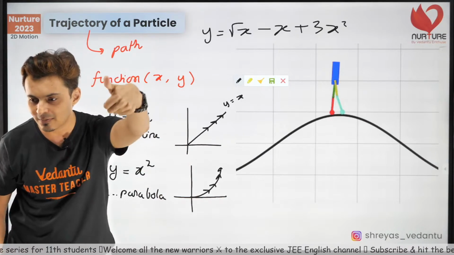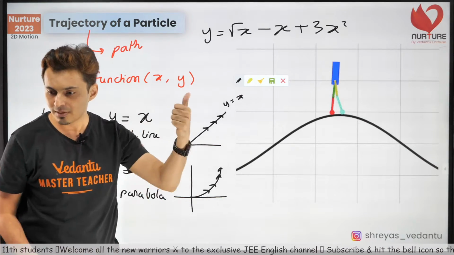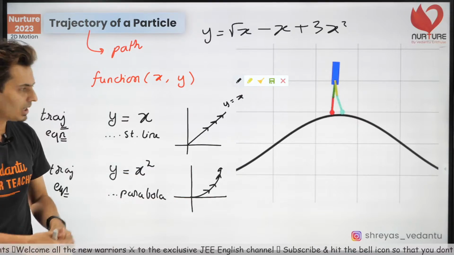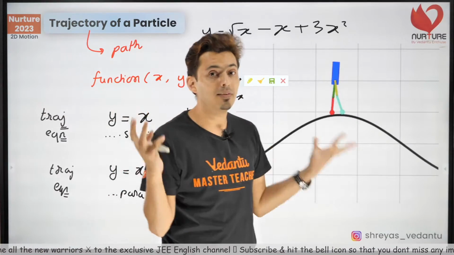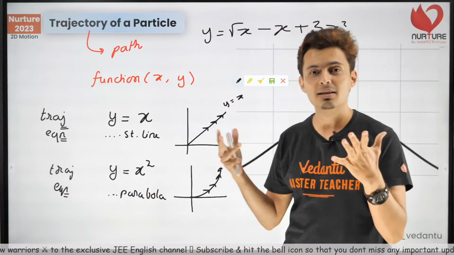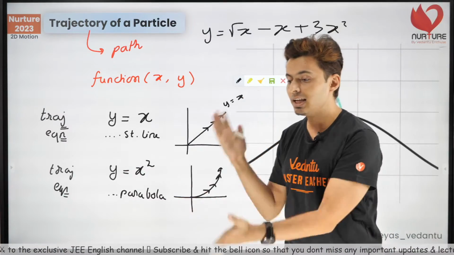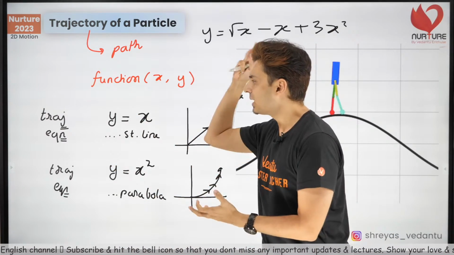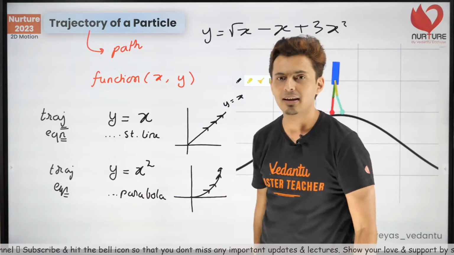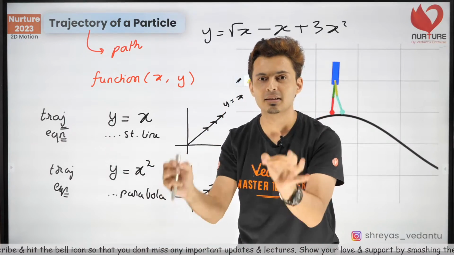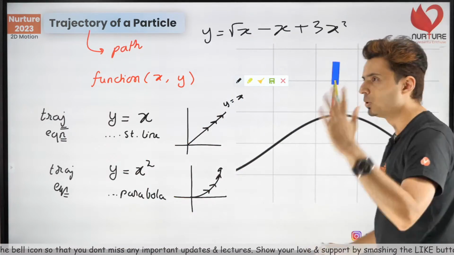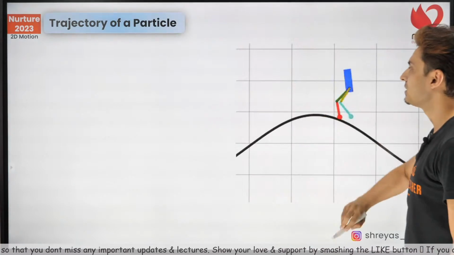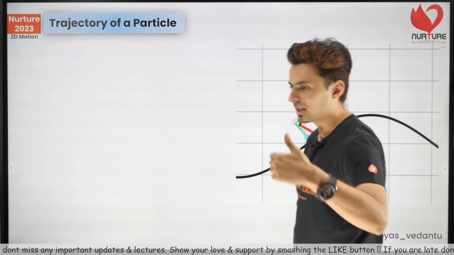Is that clear? Everybody understanding this? So trajectory is nothing but a fancy word for path, and the trajectory equation tells me the relation between the y coordinates and the x coordinates. So it could be any function in y and x. That's what trajectory equation is all about. Don't break your head so much over it. It's just the path taken by any particle.